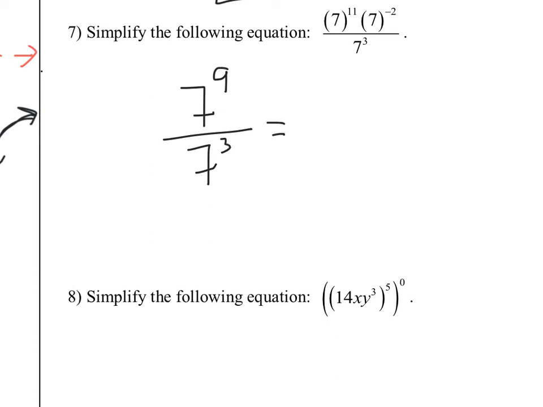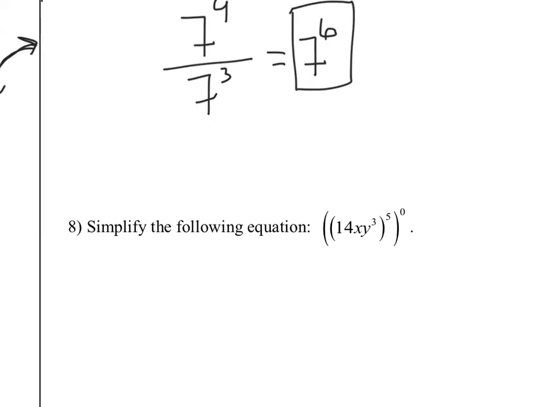Well, here the laws of exponents say that if I have a common base, and I'm dividing, then I subtract the exponents. So 7 to the 9 minus 3 would be 7 to the 6. And I'm going to write it like that. I'm not going to multiply 7 together 6 times. I'm just going to leave it as 7 to the 6th power.